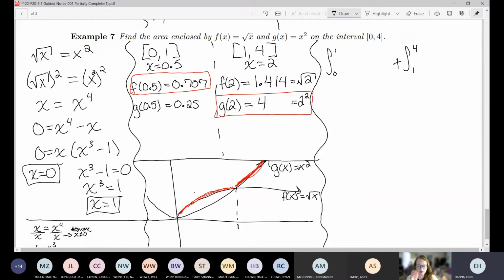So our integrals are always the top function minus the bottom function. In the first integral, f of x was on top, so our top function was square root of x minus our bottom function x squared. And then in the second integral, g of x came to be the top function, so it'll be x squared minus square root of x.